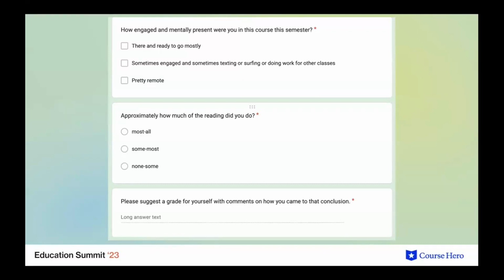Approximately how much of the reading did you do? Then you do all of that, and then you come up with a suggested grade for yourself with comments on how you came to that conclusion.